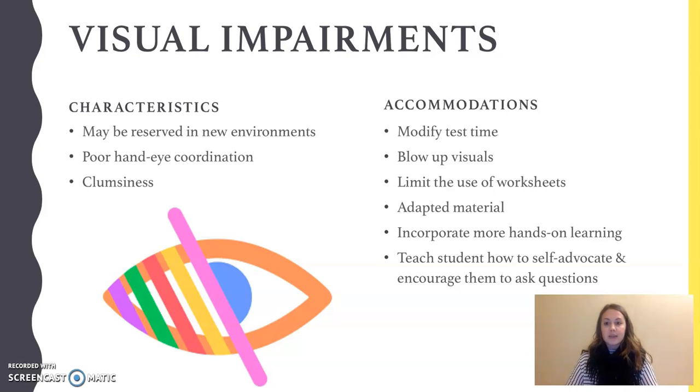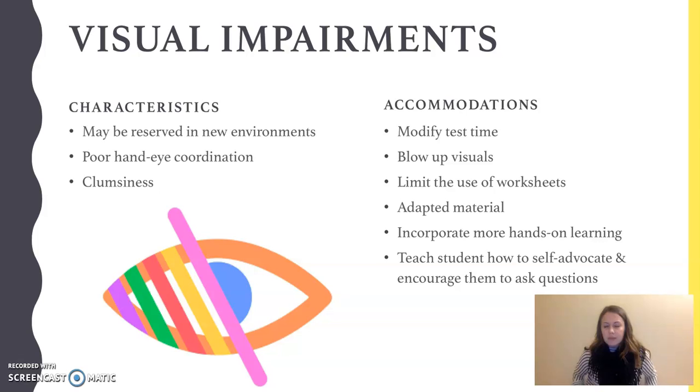Some accommodations is modifying test time. If they need someone to be a proctor, if you need them to leave the room, just extend their test time in some way. If you have a visual, like on a projector screen, blow it up so they can see it better. Set them at maybe the front of the classroom so they can see better. Limit the use of worksheets. Probably want to try to stray away from those as much as possible.